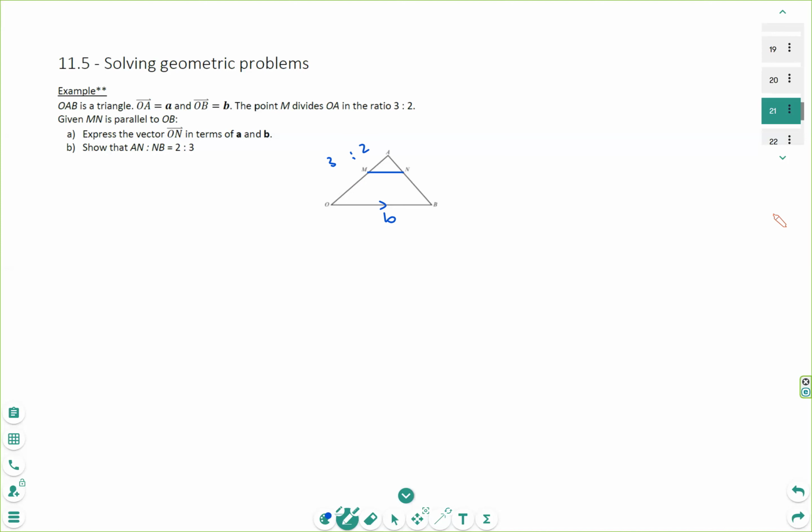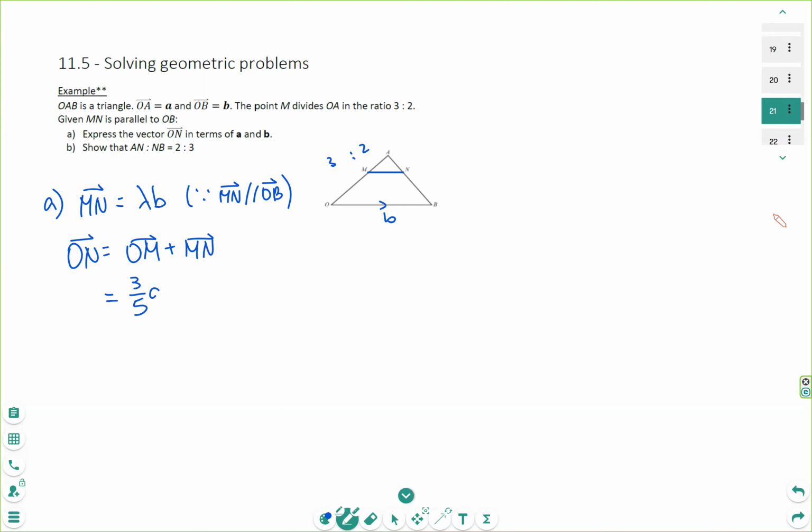Now remember, I mentioned in the notes, when you are told MN is parallel to OB, we can say MN equals lambda B, because MN is parallel to OB. Therefore lambda is a constant. So let's do this. ON equals OM plus MN. OM is 3/5 of A, because OA is A, so OM is 3/5 of it, plus MN, which is lambda B.